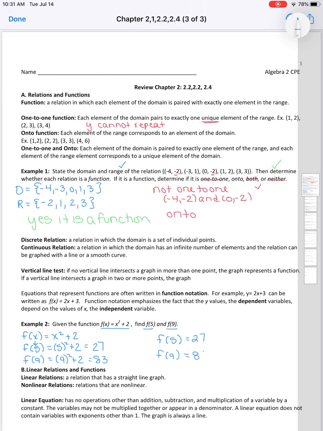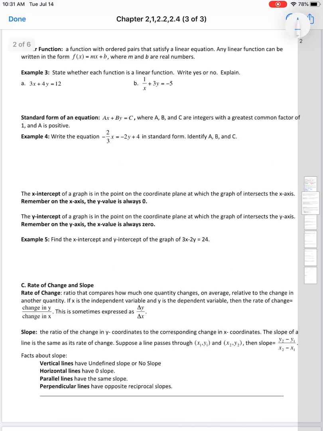For f of 9, the x now just became a 9. So we do the same thing, but we're going to sub 9 in. And we end up with 83. So f of 9 is equal to 83. And those are the two values that you would use for that particular problem.